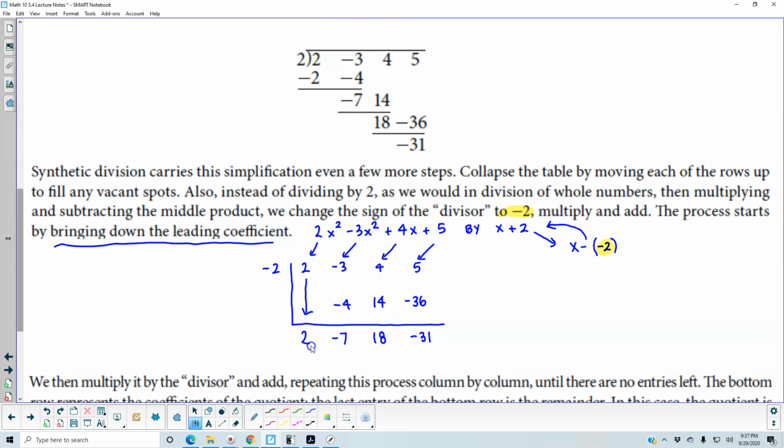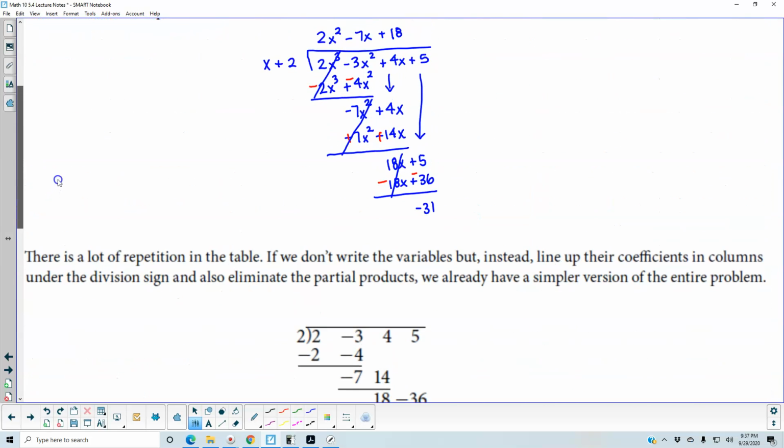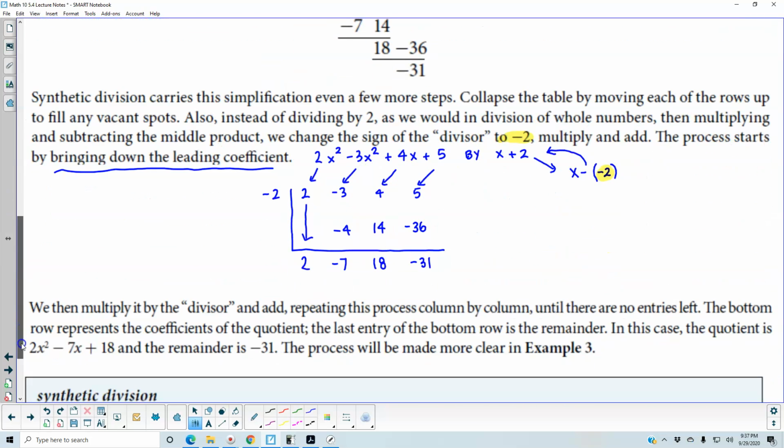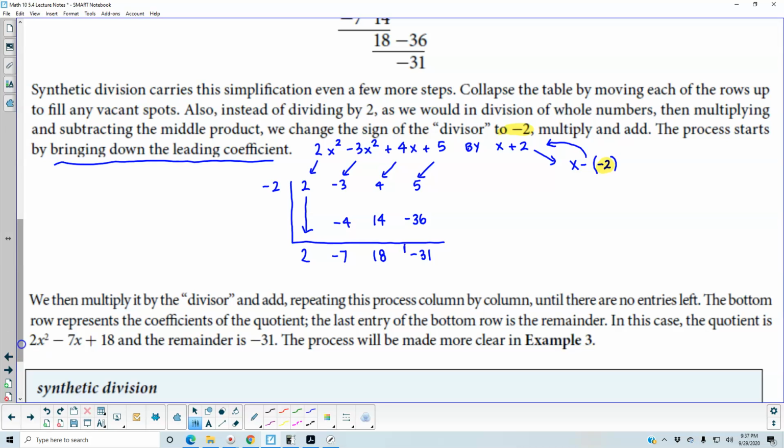Now, if you take a look at 2, negative 7, 18, and negative 31, I want you to look back up here. The quotient was positive 2x squared minus 7x plus 18, and the remainder is negative 31. What we've done is we did our long division in a much quicker way. So basically, this part right here represents the remainder. And since this should have been 2x cubed minus 3x squared plus 4x plus 5, we're going to go one degree lower.